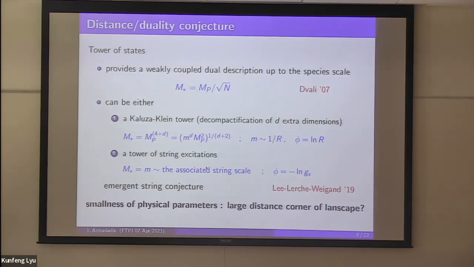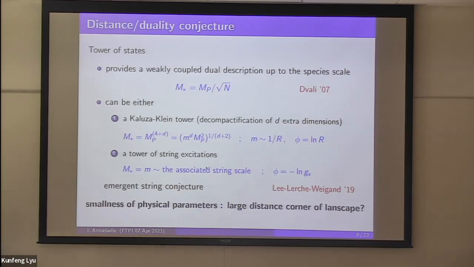So the reason, again, is that the string scale... the Planck scale is the inverse of the string coupling times the string scale. And the string coupling is associated with a field, the dilaton field, and again the proper distance, which corresponds to the canonically normalized field, is the logarithm of the coupling. So this is one way to see it.